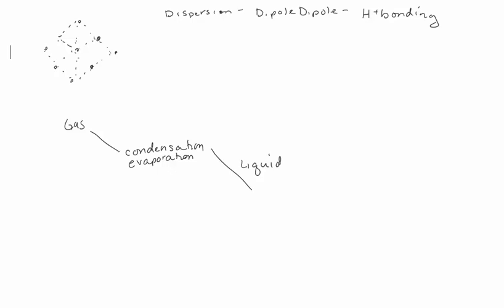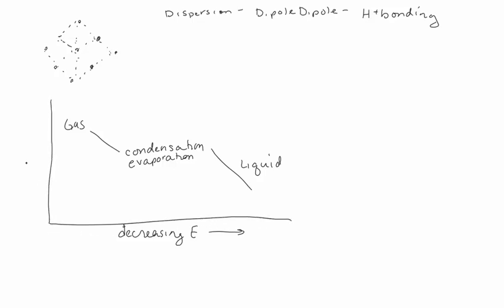Now, when we have this gas that condenses into a liquid, it gives off energy. So we're going to have decreasing energy. On this side, we're going to make just this little graph. We also have our temperature. So we have a decreasing temperature, we have decreasing energy as we go from a gas to a liquid.